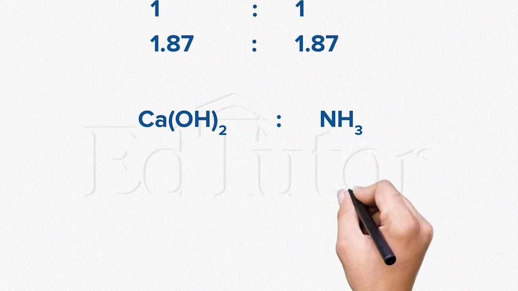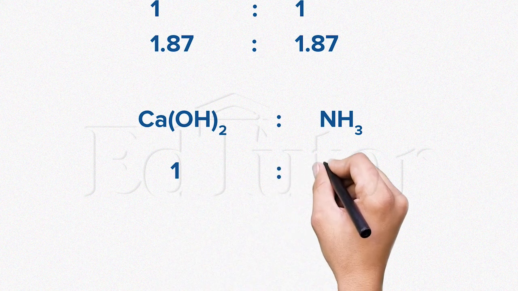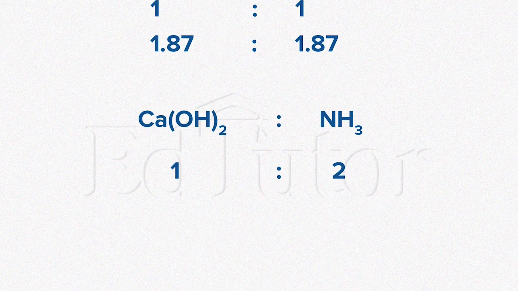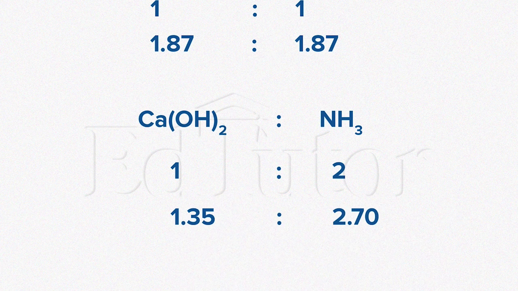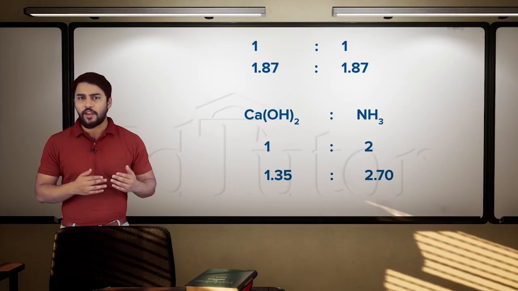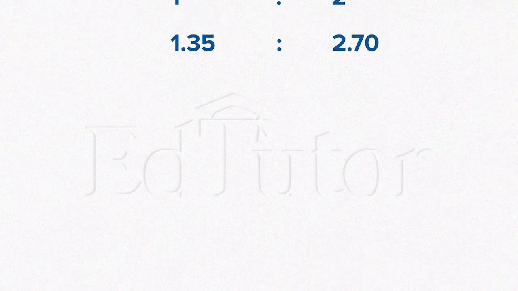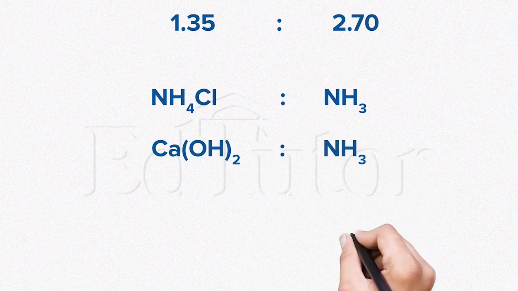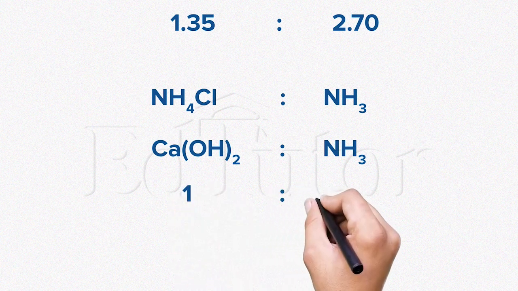Now we are going to compare the number of moles of calcium hydroxide with ammonia gas. The equation says 1 mole of calcium hydroxide gives us 2 moles of ammonia gas. So, it is the ratio of 1:2. Hence, 1.35 moles of calcium hydroxide would give us 2.70 moles of ammonia. 1.35 will be multiplied by 2, like the mathematical ratios that we calculate. Now, when you compare both of these ratios, you will find that the number of moles of ammonia formed from ammonium chloride is lesser.